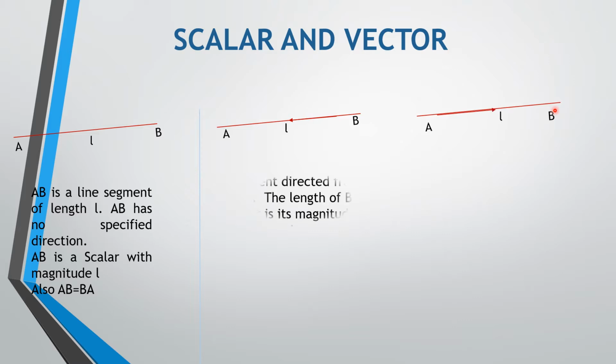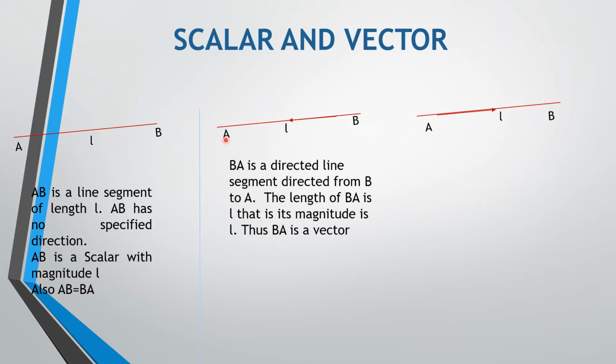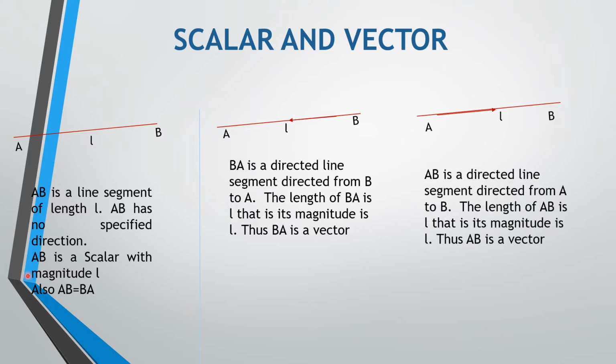So what it tells here in this diagram is the direction of this line segment, from B to A, and in this diagram we can see the direction from point A to B. That means this first diagram only tells the magnitude, the length. Suppose you are considering 5 centimeter. So 5 centimeter means how much? That is 5, the magnitude value. So it comes under scalar quantity.